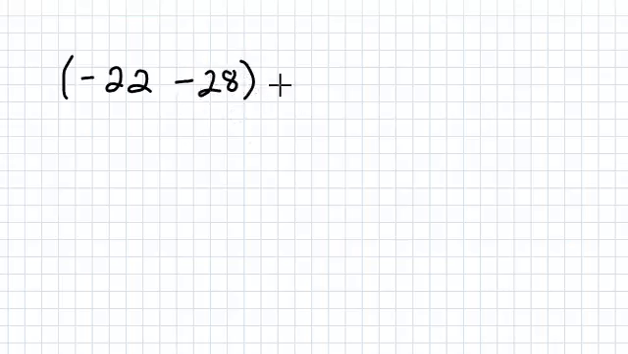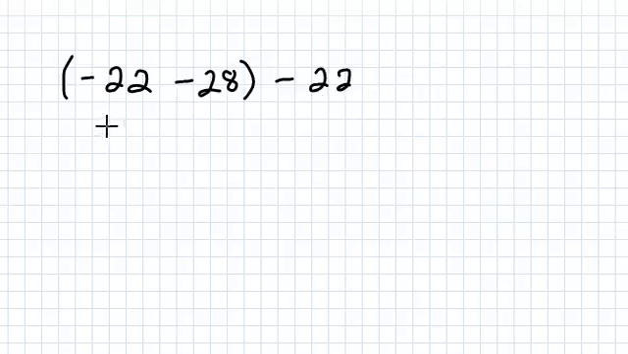Alright, let's work a little bit more complicated one. We have a parentheses, negative 22, okay, minus 28, minus 22. Okay, so the inside's going to be a negative answer, and then we have a minus 22, so our answer is going to end up being negative.